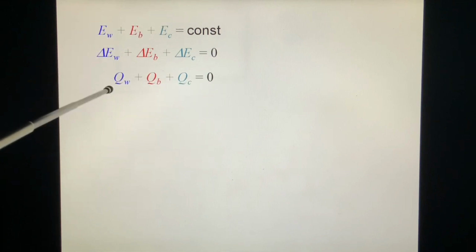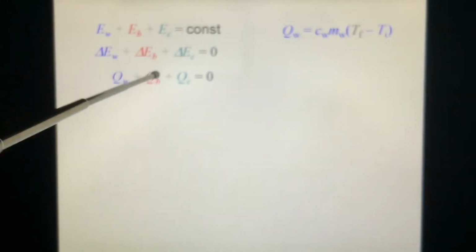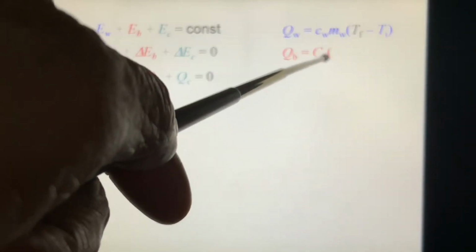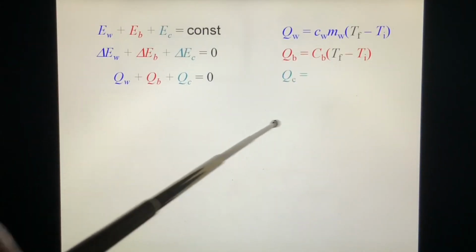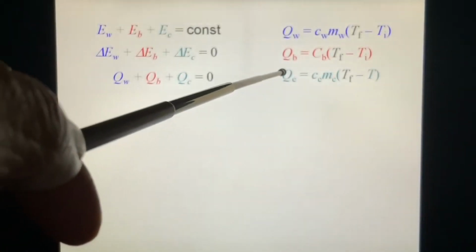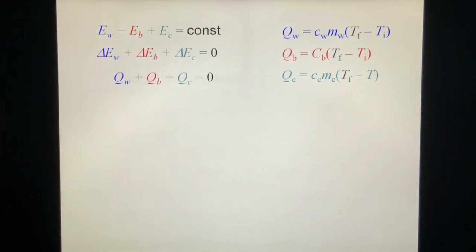And what is Q_W? Q_W equal to C water, M water, T final minus T initial. For the beaker, it is C_b, T final minus T initial. They are the same temperatures. And finally, the copper. The copper is C copper, M copper, T final minus T initial. T initial is larger than T final, so this is a negative number. It released the heat. The water and the beaker absorb the heat. So we put these three in this equation, we can find T_F.